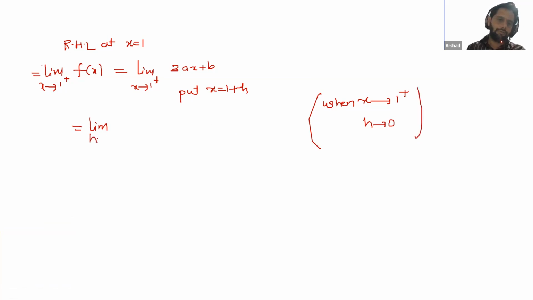Now limit here, as h tends to 0, we will get 3a. In place of x, put 1 plus h, plus b. Put this limit, 3a plus b. So this is RHL. Okay.